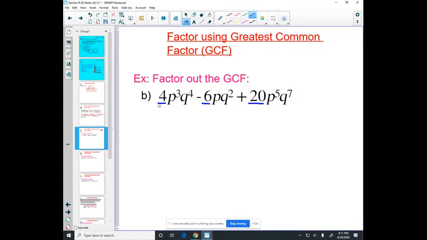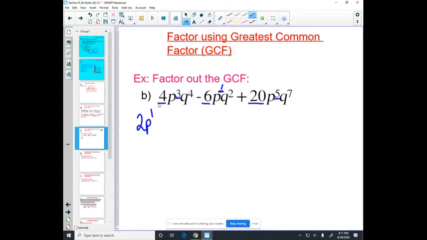So that's why we're going to divide all of these by 2. 2 was the biggest number they all were divisible by, so I'm going to divide everything by 2. But I also have some variables to look at. When it comes to the variables, we want to pull out what they all have in common. It looks like they all have a p in common. This has 3 p's, 1 p, and 5 p's, so I can pull out 1 p out of everything. I can't pull out 2 because this one does not have 2 p's, just 1. So I'm going to pull out 1 p out of everything.